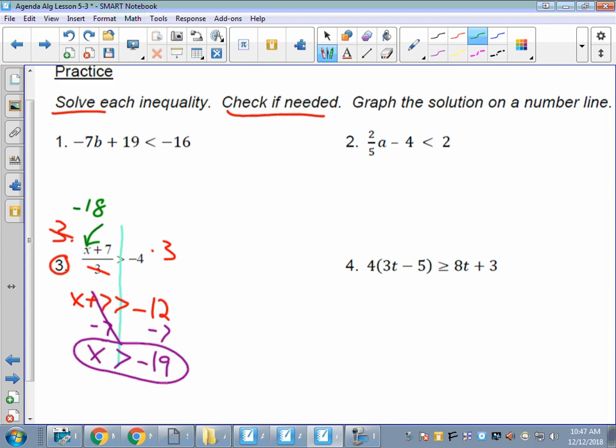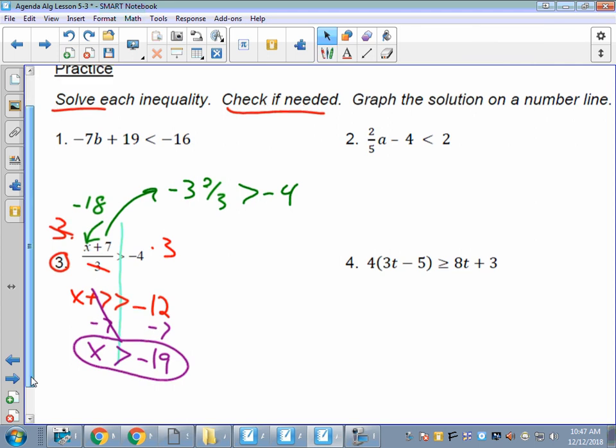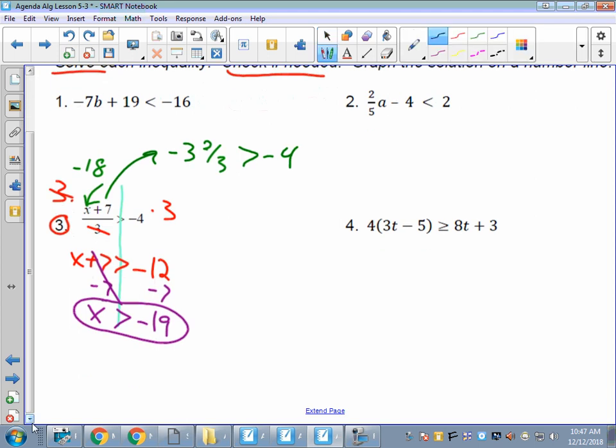Negative 11 over 3, which is negative 3 2/3, is greater than negative 4. So that does check out. So that's the checking part. And now the graphing part, which we've done before. The graphing part's fairly simple.